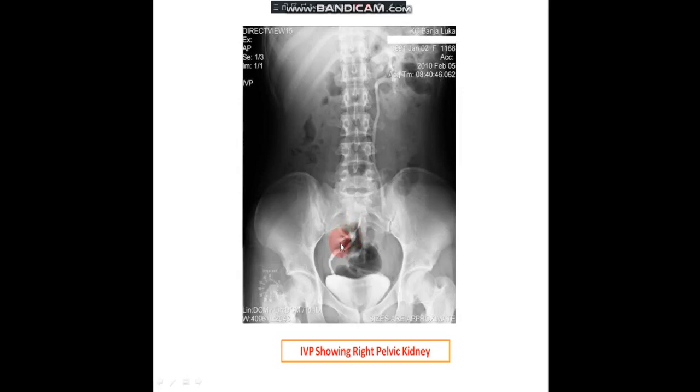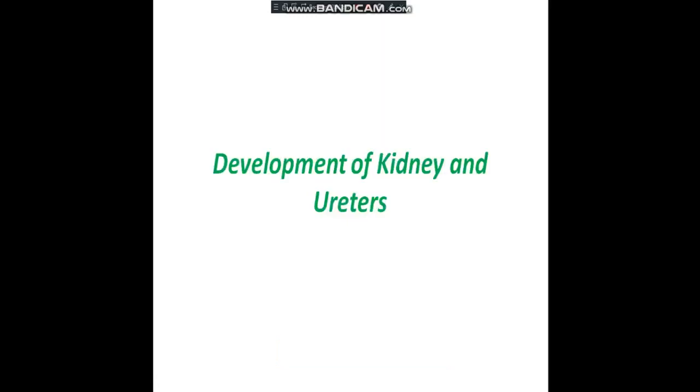This pelvic kidney is a congenital anomaly because the kidney develops in the pelvic, the sacral region, then it ascends to its normal location. This case is a result of failure, when the kidney fails to ascend up into the abdominal region. So let us discuss the development of kidney and ureters.